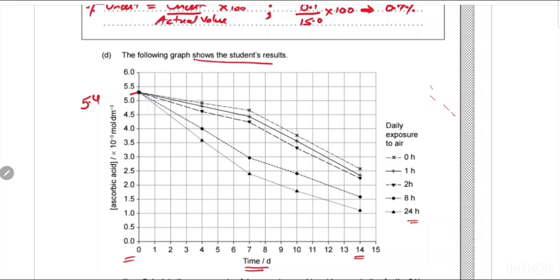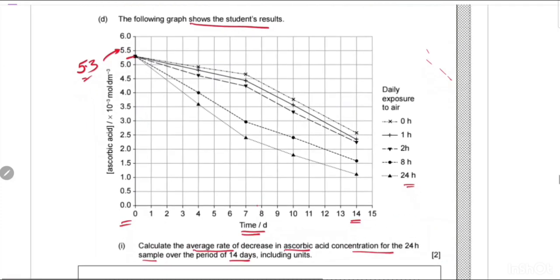5.3 or 5.4. I think 5.3 is better. It is 5.3. 5.3 is the concentration of ascorbic acid on day 0. And as time passes, it goes on decreasing, and on day 14, it comes out to be around 1.1 or 2. Around 1 point, I can take 1.1.